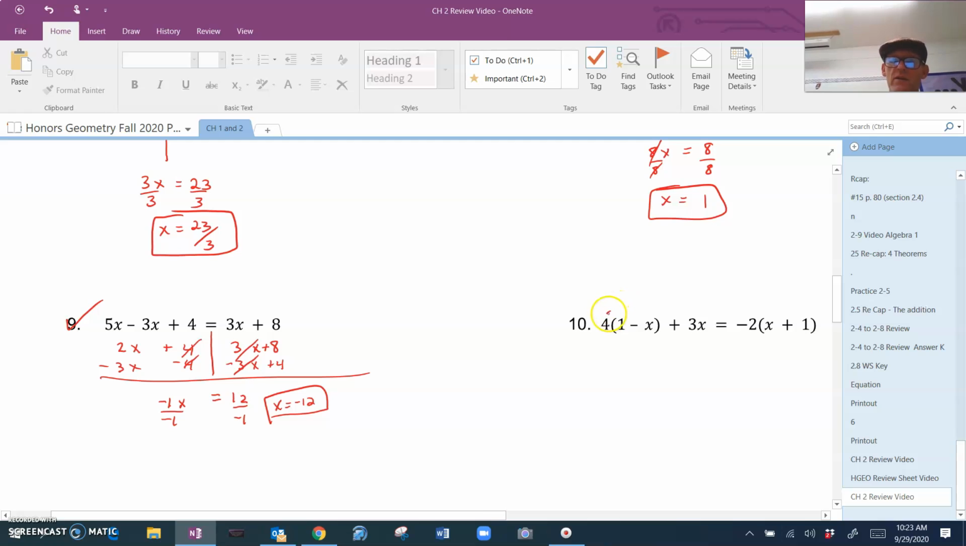We can do it. We got the parentheses we have to remove, and we get 4 minus 4x here plus 3x here is equal to negative 2x minus 2.